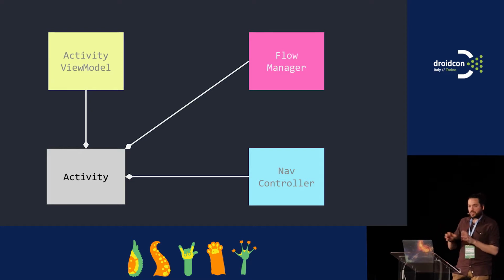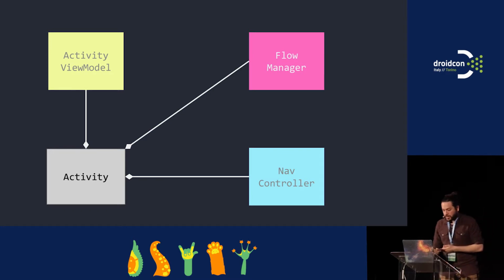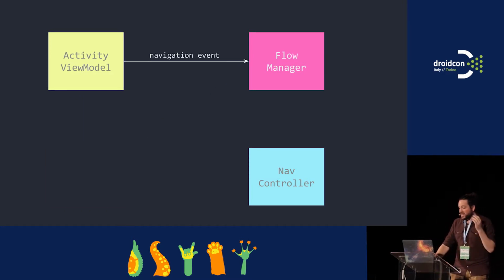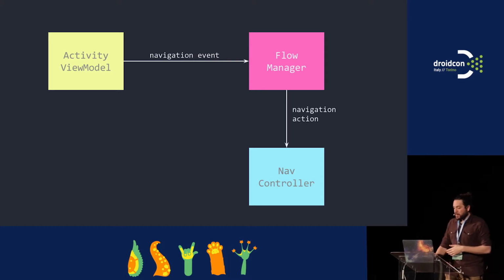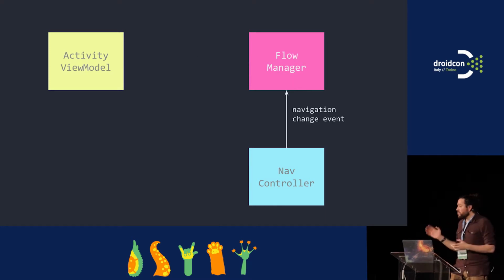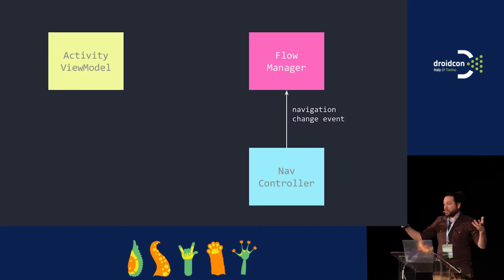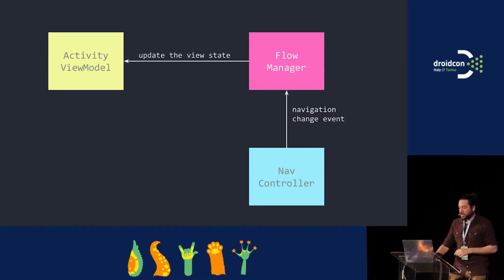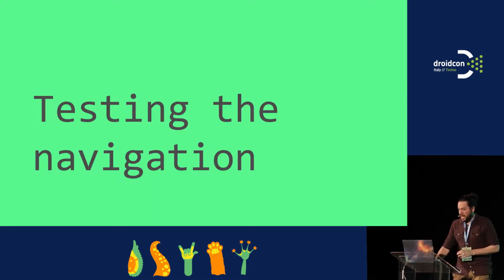If we try to see a little bit how it's implemented, but I will try to be short. We have an activity that is composed of the view model, the flow manager, and the nav controller. The view model will send events to the flow manager. The flow manager, as I told you, will transform these events into navigation actions using the nav controller to navigate. On the other hand, the nav controller will send events of a changing screen or anything to the flow manager, and the flow manager will update the view model. Okay? Is that clear for everybody? Yeah? Okay.